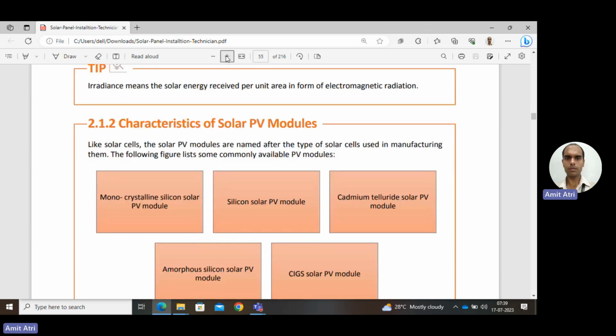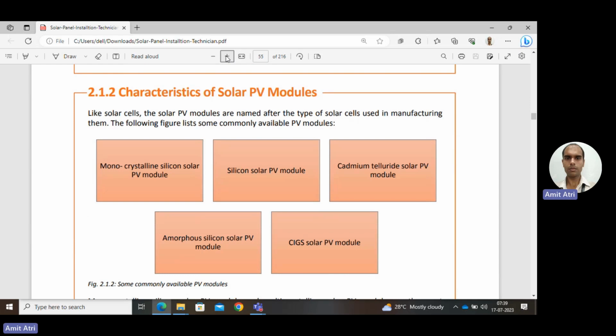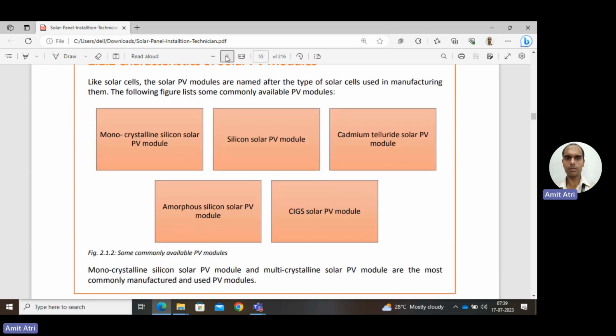Coming to the characteristics of solar PV modules, first of all, commonly available PV modules are monocrystalline silicon solar PV module, polycrystalline silicon solar PV module, cadmium telluride solar PV module, amorphous silicon solar PV module, and CIGS solar PV module. Most commonly used commercially in rooftop installation are either monocrystalline silicon or polycrystalline solar PV modules.